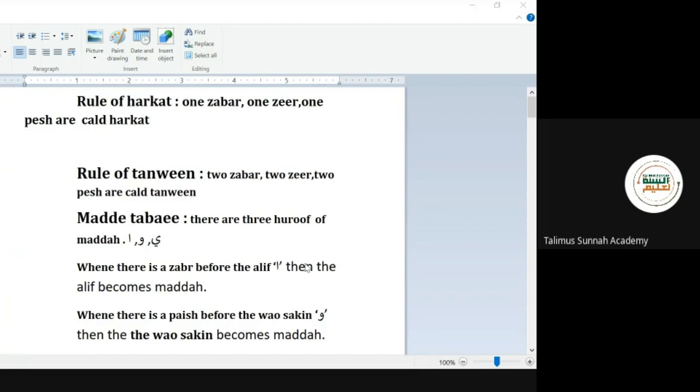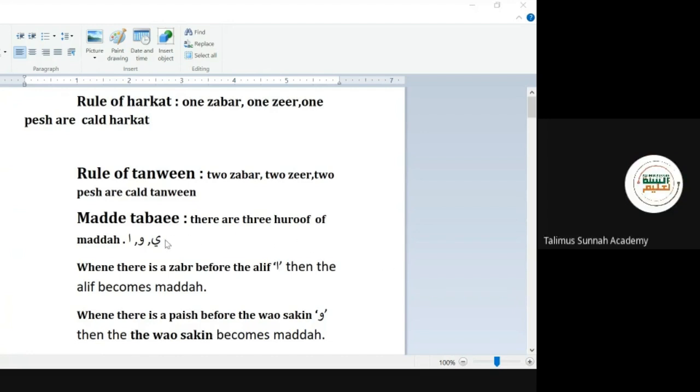Okay, next rules. Rules of tanween. Two zabur, two zer, two pesh are called tanween. Rules of tanween: two zabur, two zer, two pesh are called tanween.